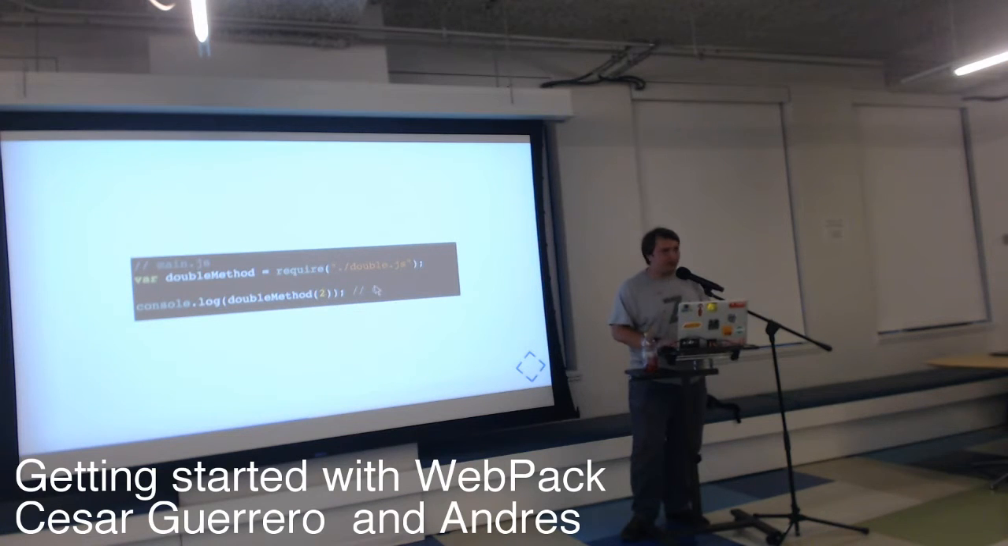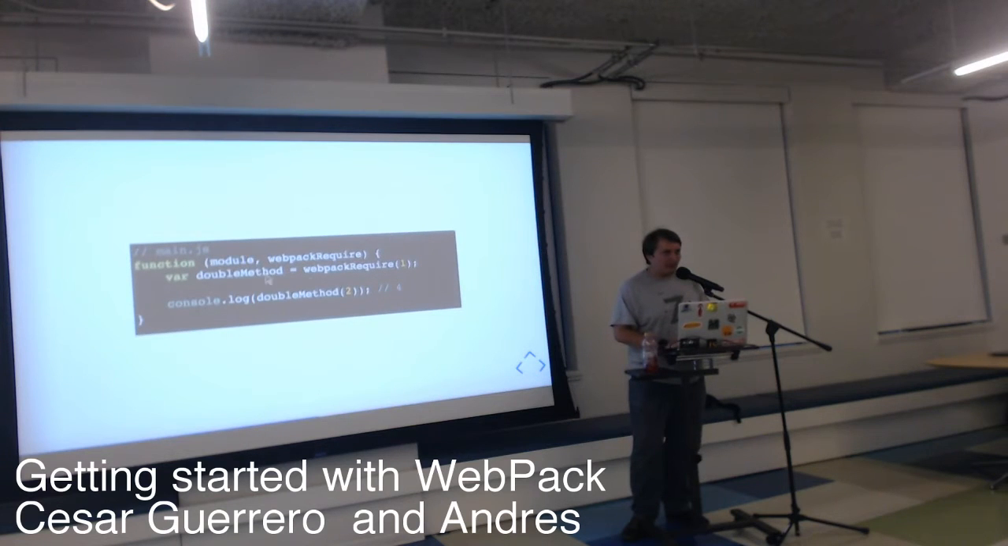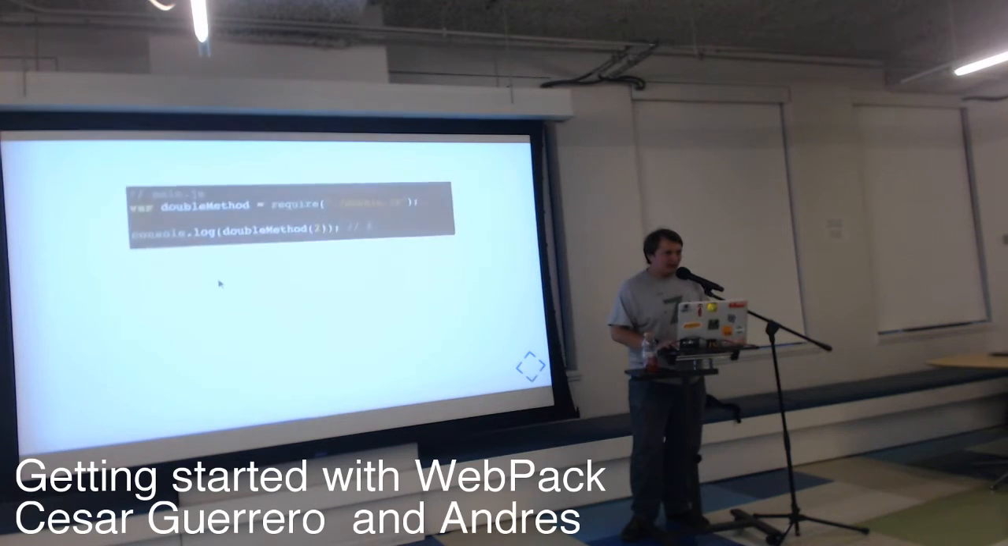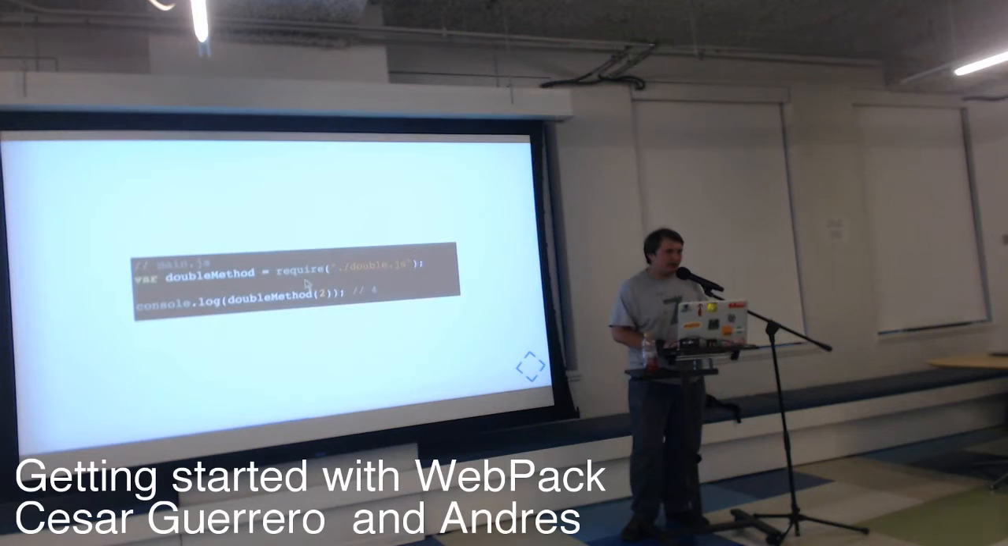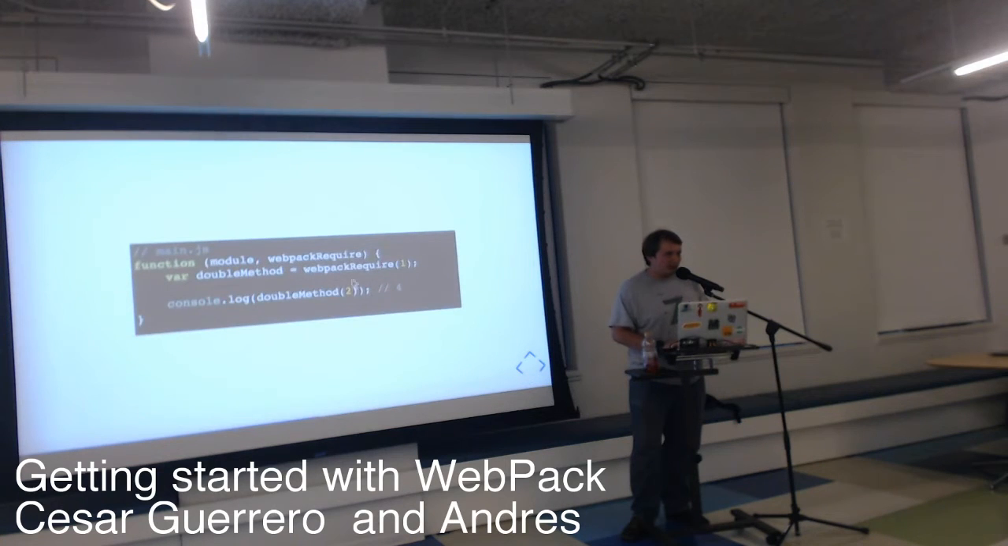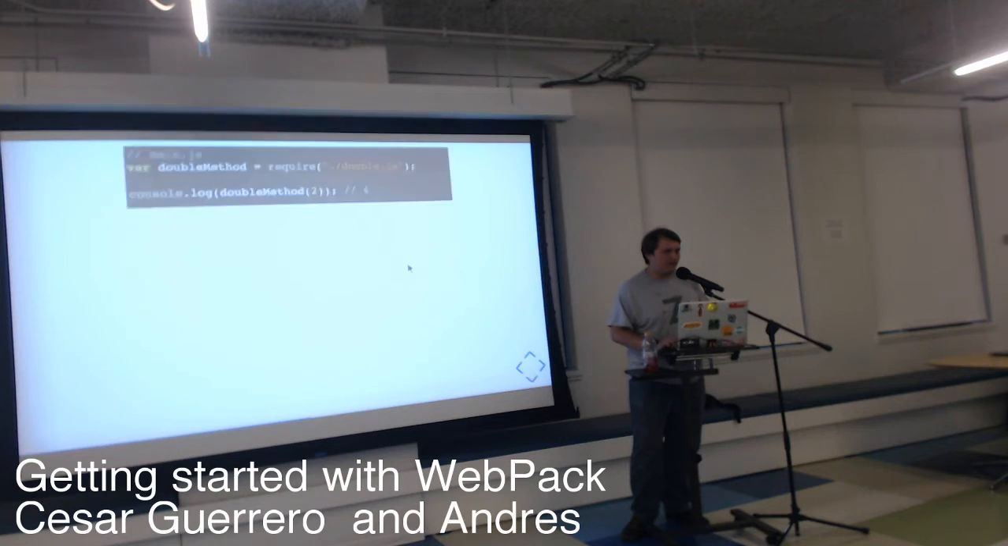That will be 4. We are going to wrap that exact file with our function method, and we are going to pass module and Webpack require. And we are going to replace the require statement with Webpack require and the number 1. Why the number 1? This is the index of that file. Remember, the first index in that array is the entry module. The next one will be the first one required after that. So in this example, it's just number 1.